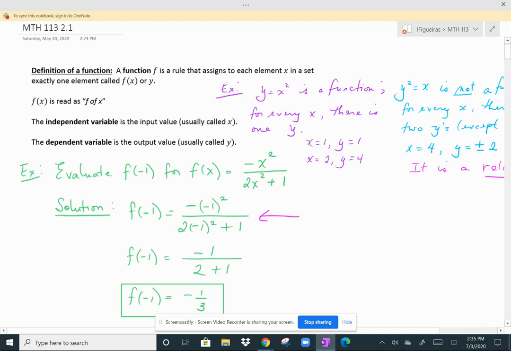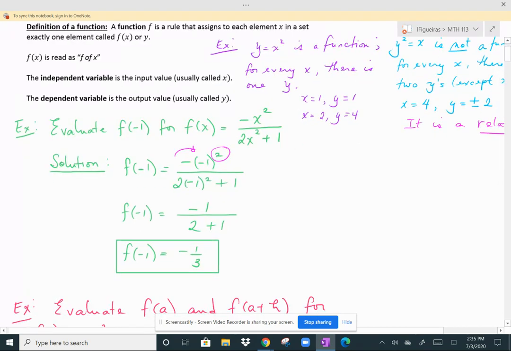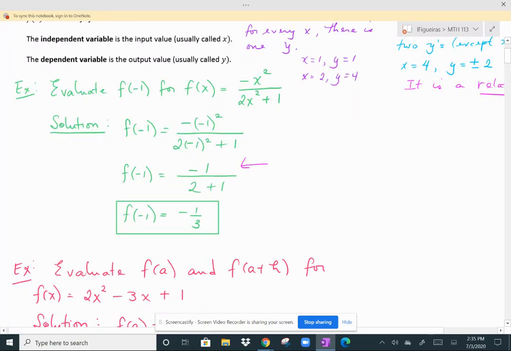So I have negative, and then in parentheses, -1 squared, because you do have to square the -1 before you take the opposite sign. And then the same thing in the denominator. You have to square the -1 and then multiply it by 2. So when you do that, -1 squared is 1, but then the opposite sign of it makes the numerator -1, and my denominator becomes 2 plus 1. So your answer is, or your function value is -1/3. So when x is -1, your y value is -1/3.